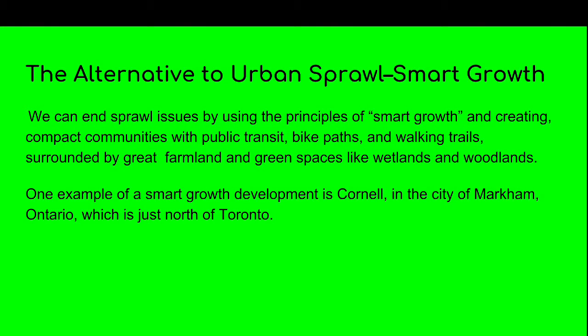The alternative to urban sprawl: smart growth. We can end sprawl issues by using the principles of smart growth and creating compact communities with public transit, bike paths, and walking trails, surrounded by great farmland and green spaces like wetlands and woodlands. One great example of smart growth development is Cornell, in the city of Markham, Ontario, which is just north of Toronto.